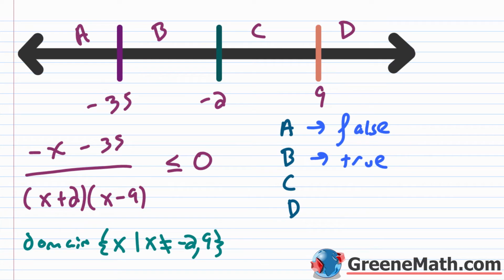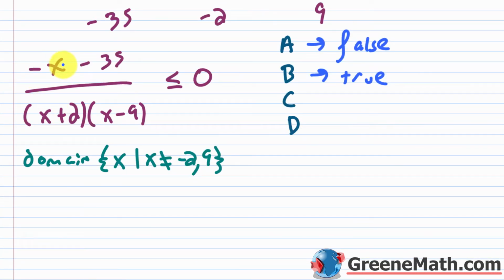Okay, for C, I would pick 0. The negative of 0 is 0, so you just have -35 in your numerator. In the denominator, you would have 0 plus 2, which is 2, times 0 minus 9, which is -9. Is this less than or equal to 0? You can see immediately this is going to be positive, because the denominator would be -18, and a negative over a negative is positive. So you have 35 over 18. That's not less than 0, and it's certainly not equal to 0. So this is going to be false.